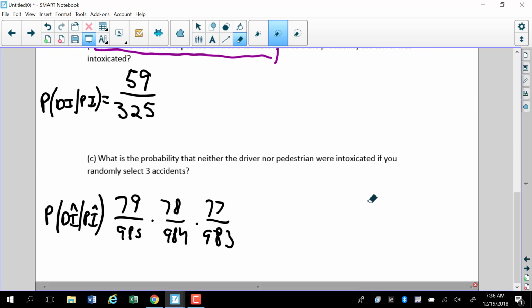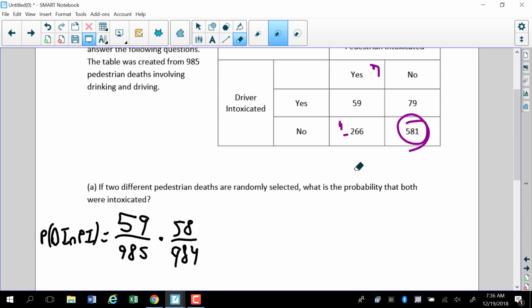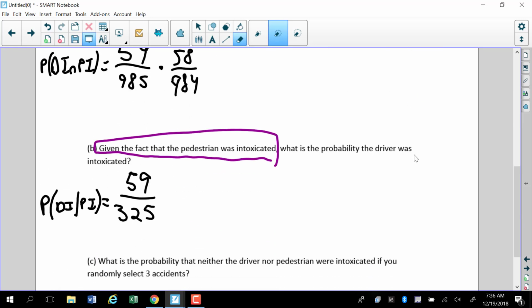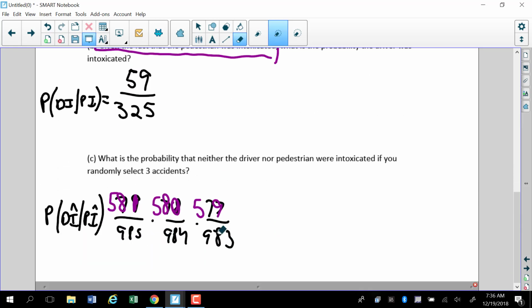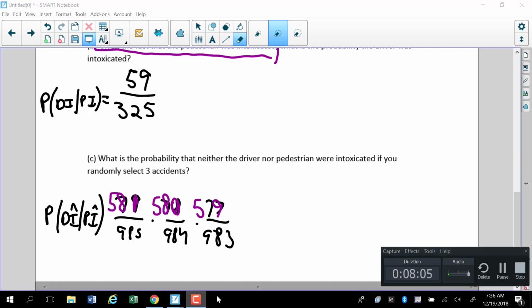So this one, I made a slight mistake. This one should be 581, 580, and 579. So it should be 581 out of 985, which is neither one was intoxicated when they got in the accident. Then again, 84, 83, because they are dependent. We're going to ask 3 different people out of a group of 985, and what is the result? Hopefully this helps.